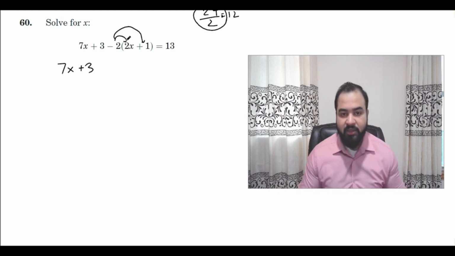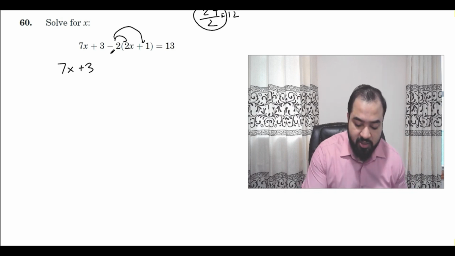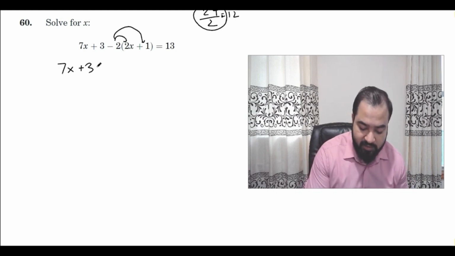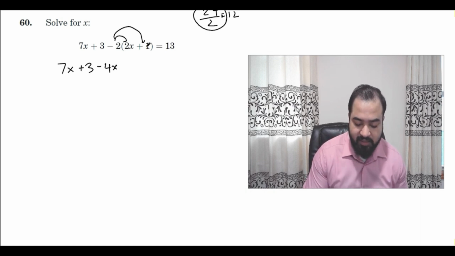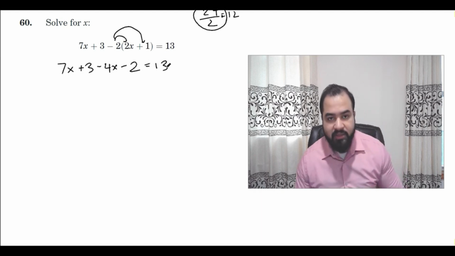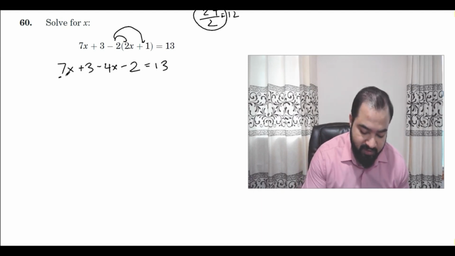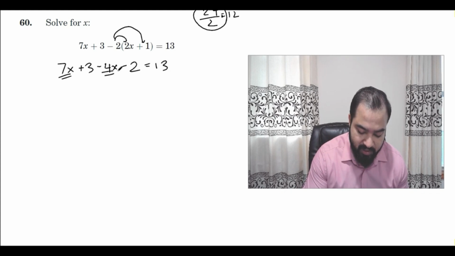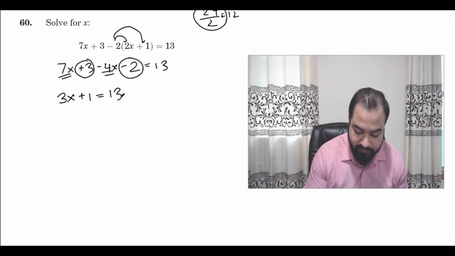Distribution means multiplication when you have the parentheses. So negative 2 times the 2x, which is negative 4x, and negative 2 times the positive 1, which is negative 2, is equal to 13. Now let's combine the like terms. So 7x minus 4x is 3x, okay? And 3 minus 2 is plus 1 is equal to 13.